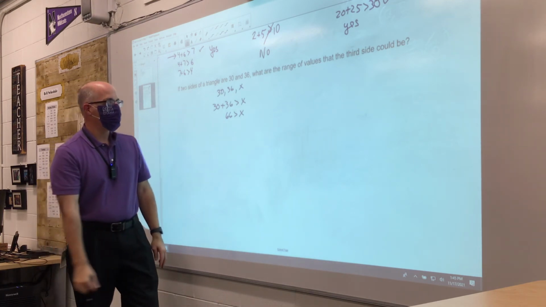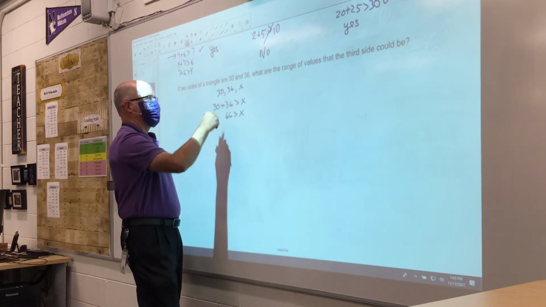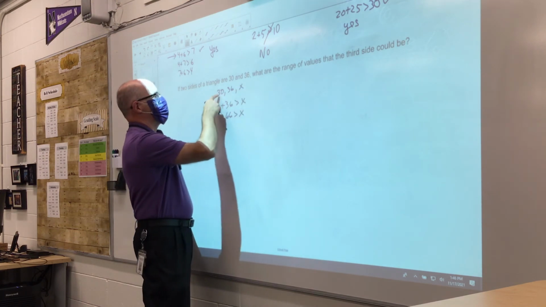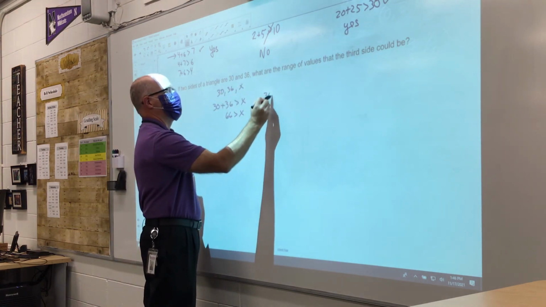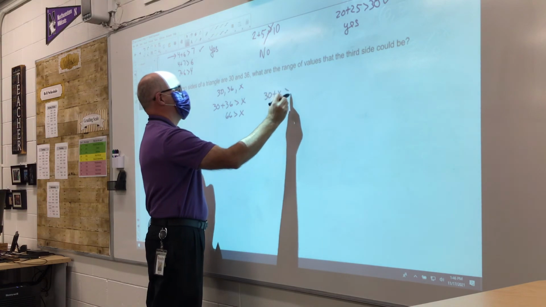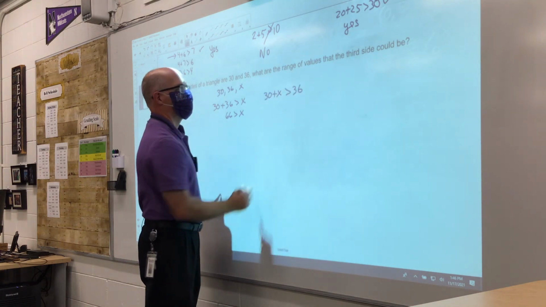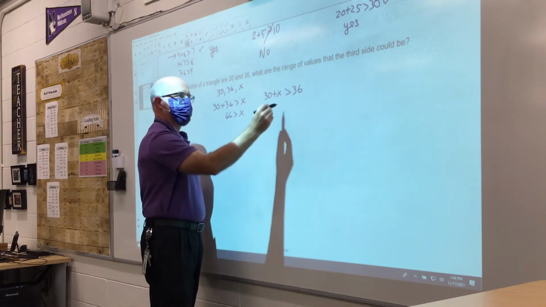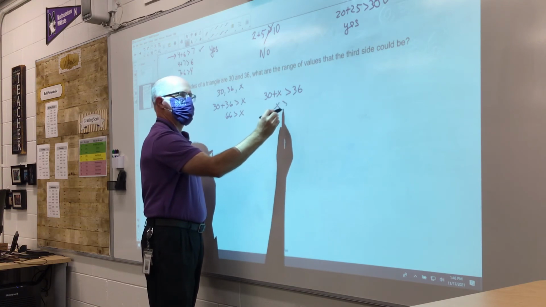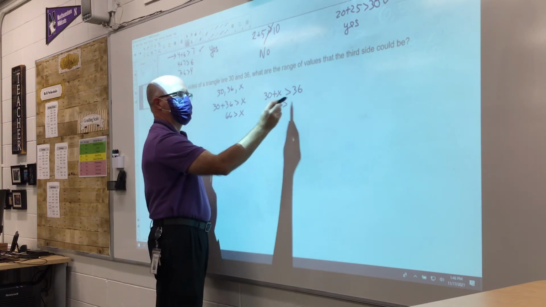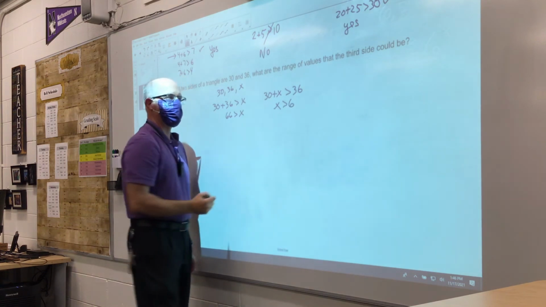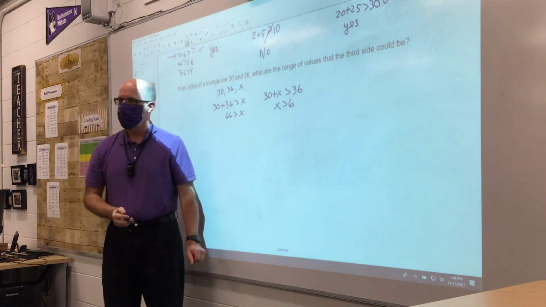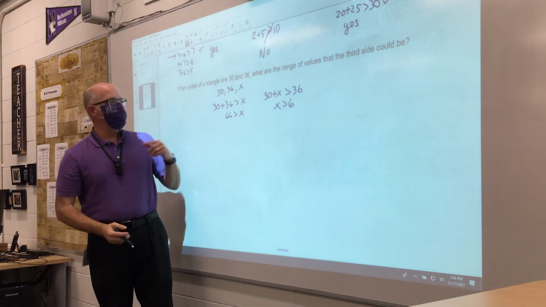Let's take two other sides. Let's do 30 plus x greater than 36. Subtract 30 from both sides. This is where we learned our rules for solving these inequalities. Subtract 30 from both sides and you get x is greater than 6. Okay? And let's do the last one.